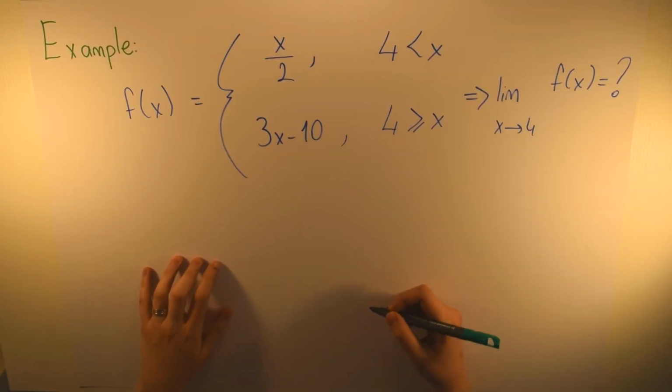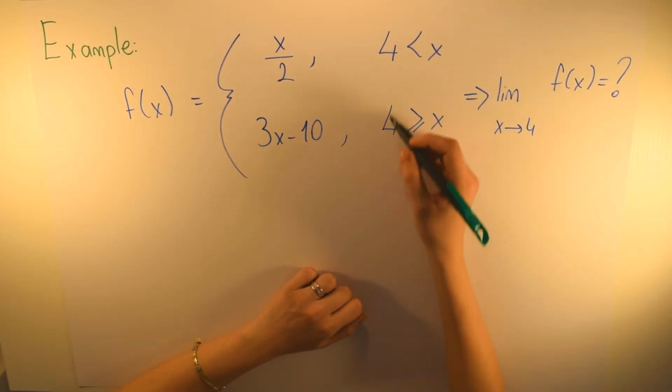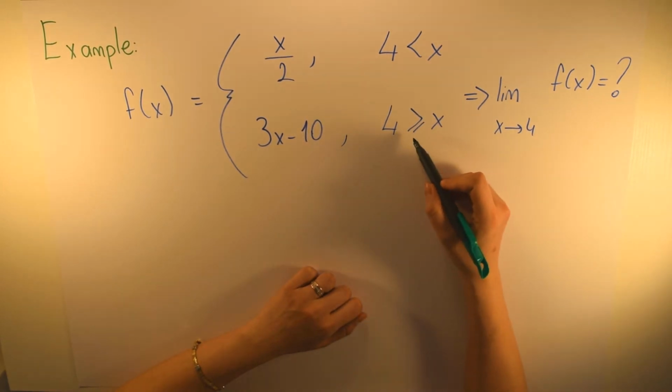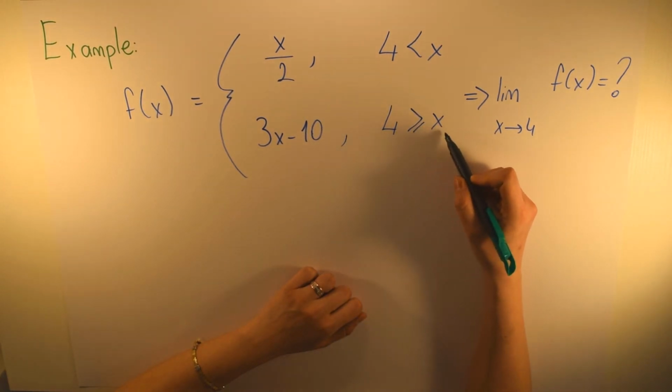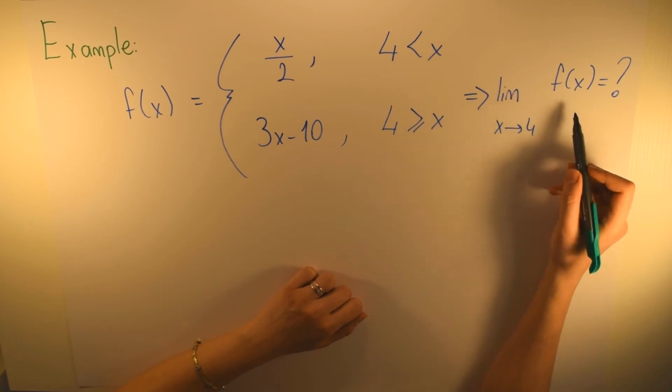Let's look at this example. Here we have f of x is equal to x over 2 when 4 is less than x, and f of x is equal to 3x minus 10 when 4 is greater than or equal to x. So what's the value of limit as x approaches 4 of f of x?